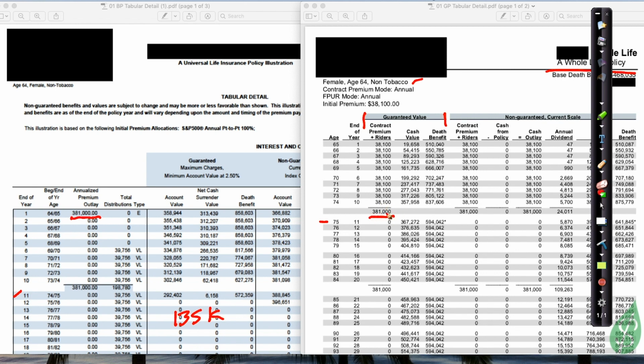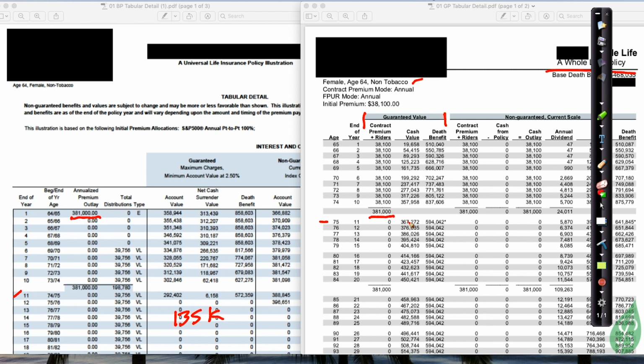Let's do similar on this policy over here. Total cost was $381,000. Since we didn't take any distributions from this policy, we can just take that number there and subtract it from that one. Let me do that right now. And $381,000 in cumulative premiums, and subtract $367,272.